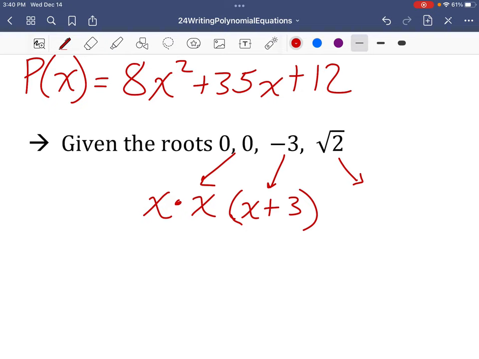So what about the square root of 2? You got to think, where did that come from? Now, it definitely came from an x squared. That's the only way we're going to get that square root.